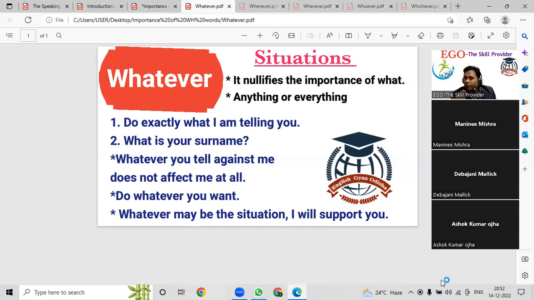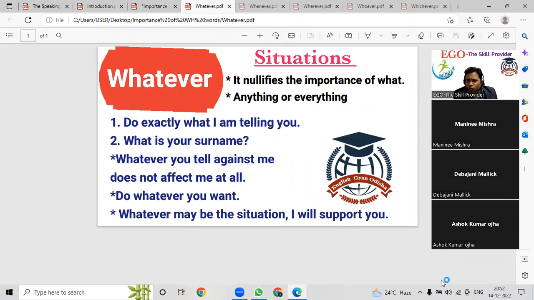So what is more important? What is used for specific information, but whatever doesn't confine itself to anything specific. It is something different. Do whatever you want. Whatever you say, whatever you tell against me, doesn't affect me at all.